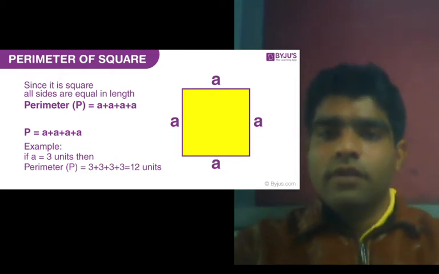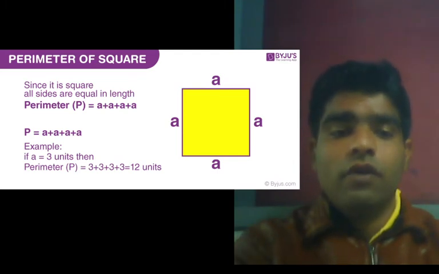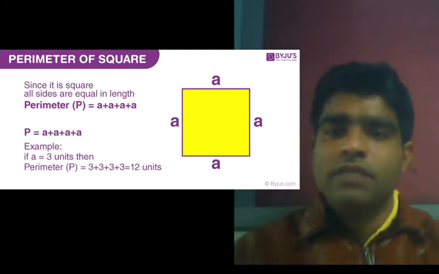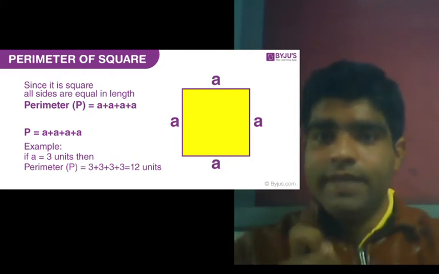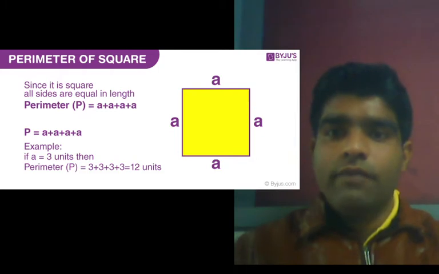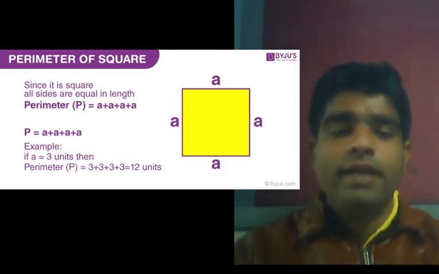Now see, first of all, what is the meaning of perimeter? The word peri means around. And the word meter means to measure.